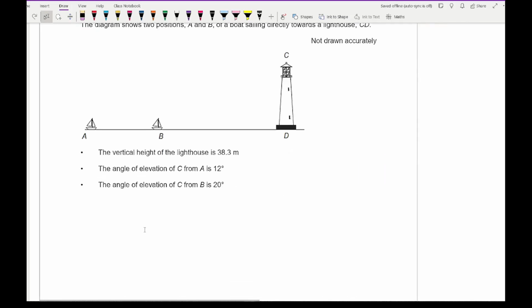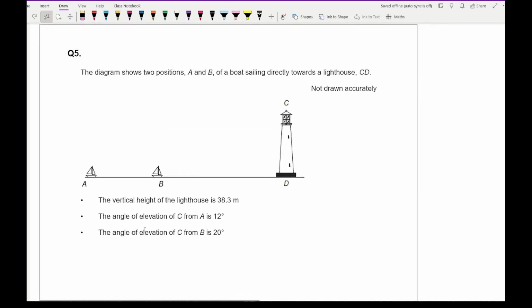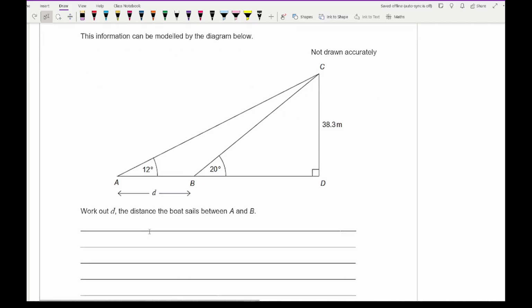Then moving on to our last question, it says the diagram shows two positions A and B of a boat directly towards a lighthouse CD. The vertical height of the lighthouse is 38.3. The angle of elevation of C from A is 12, and the angle of elevation of C from B is 20 degrees. Now what they've done is they've nicely drawn that into a diagram for me, and the question is asking me to work out the distance between A and B. So first things first, I need to take the right angle triangle out of the question. So I need to work out what this distance here is.